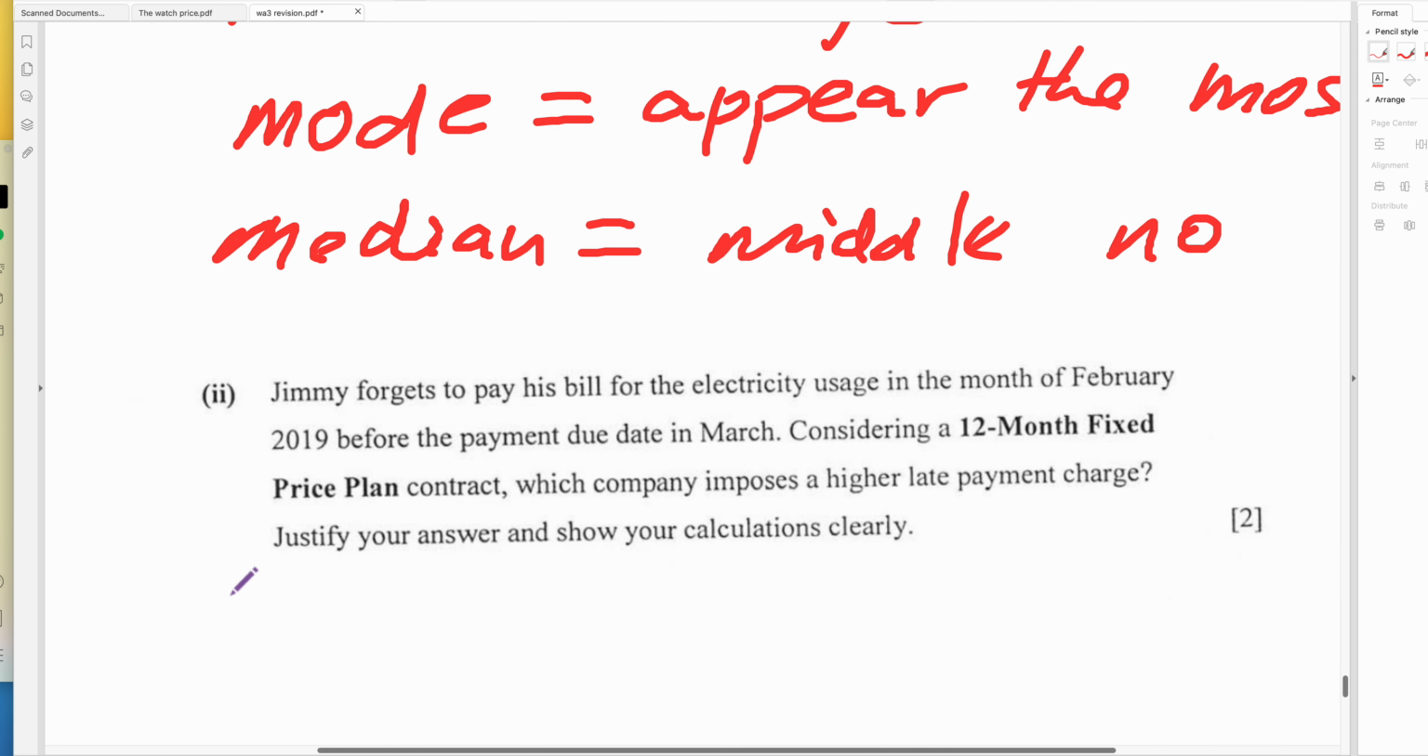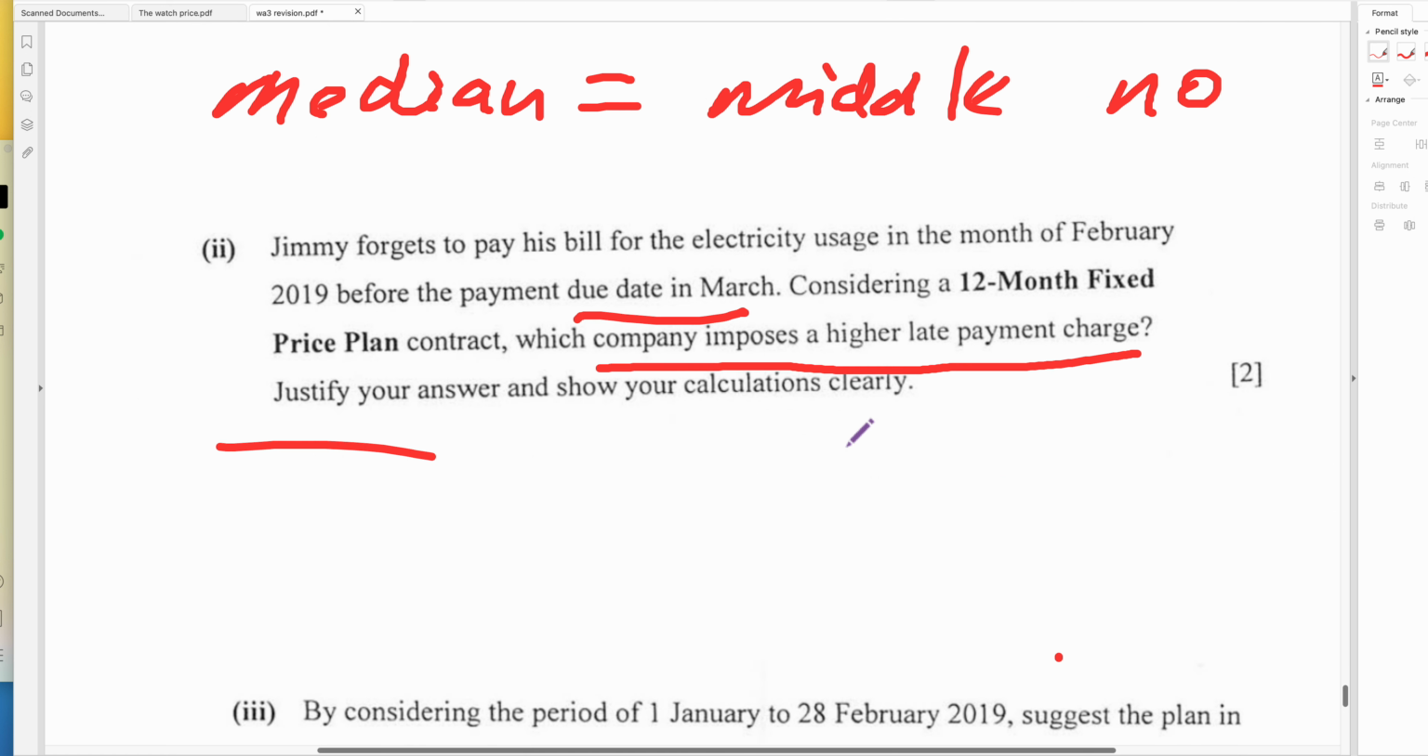So in fact, which company imposes a higher late payment charge? Okay, late payment also. So the due date is in March, then Jenny forgets to pay his bill. Forget, so due date. So yeah, you need to pay extra for it. Yes.